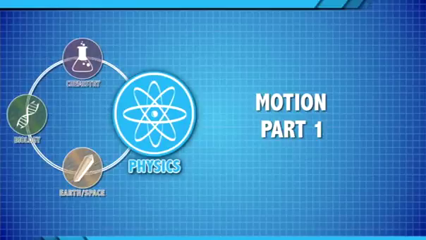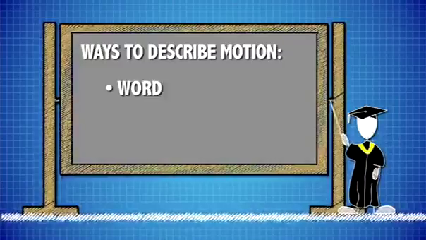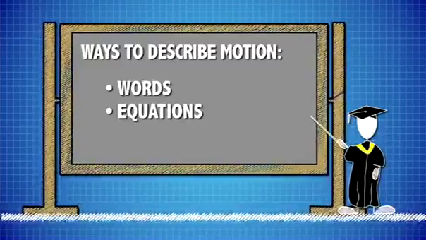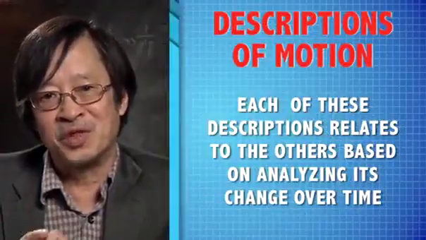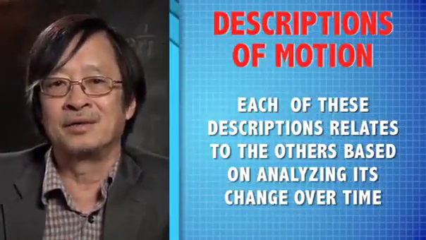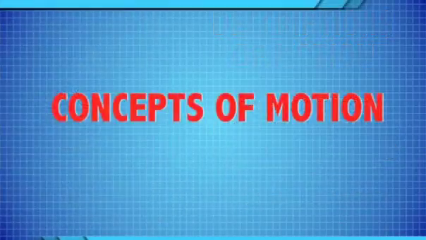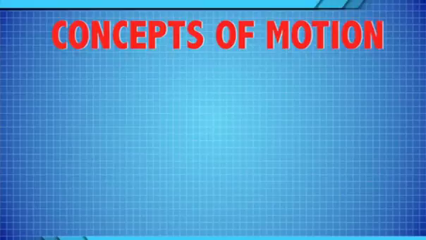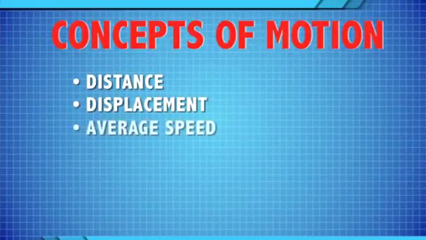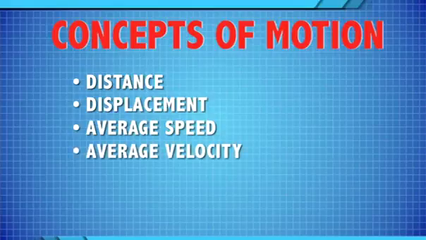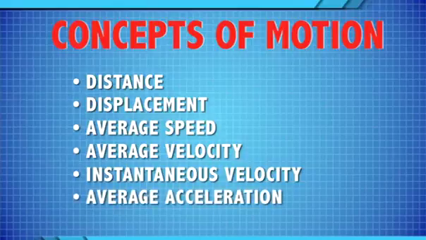There are several ways that we can describe an object's motion: using words, equations, and graphs. Each of these descriptions relates to the others based on analyzing its change over time. The following concepts describe motion: distance, displacement, average speed, average velocity, instantaneous velocity, and average acceleration.